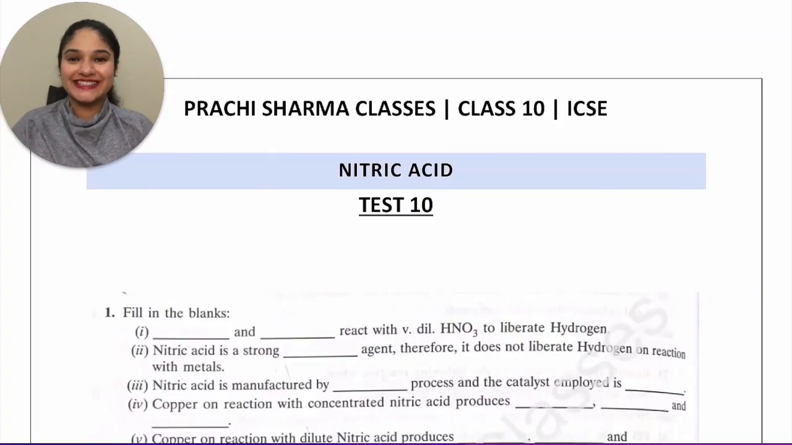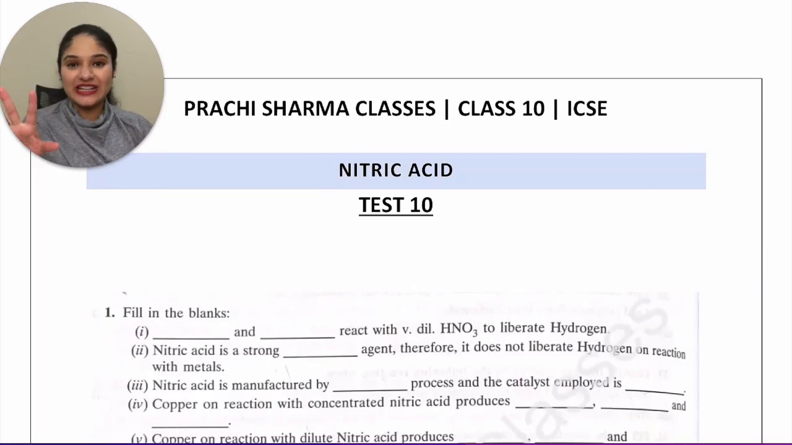Now, without wasting any more time, let's get started with nitric acid. Alright students, let's get started with the test paper. So the first question is fill in the blanks. Now a lot of questions in the fill in the blanks are based upon the exceptions about nitric acid. So let's look into it.